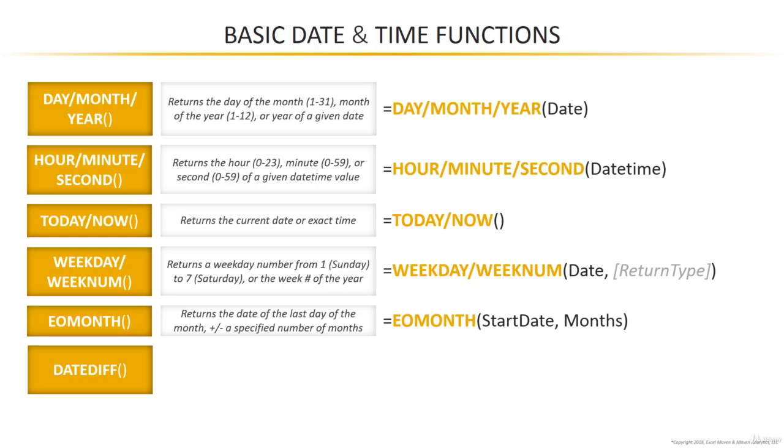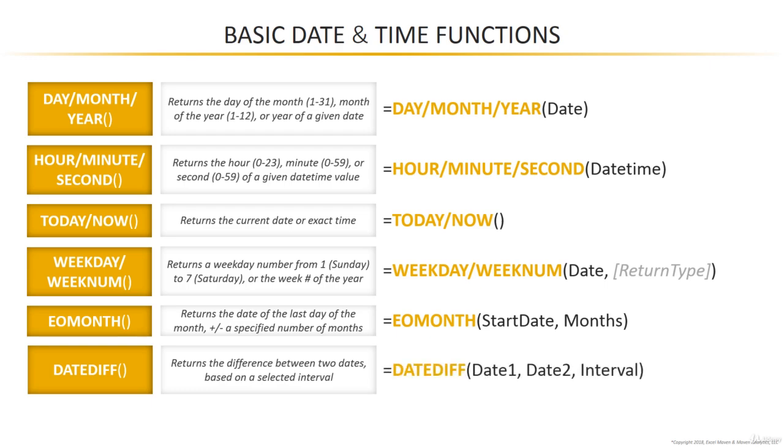And then last but not least, we've got DATEDIFF, which returns the difference between two dates, but not only that, it allows you to select a specific interval as well. So date 1, your start date, date 2, your end date, and your interval, which gets as granular as seconds or as broad as years. So a really helpful function for calculating the difference between two dates. With that, let's open up our AdventureWorks file and start adding some new date and time columns to our model.